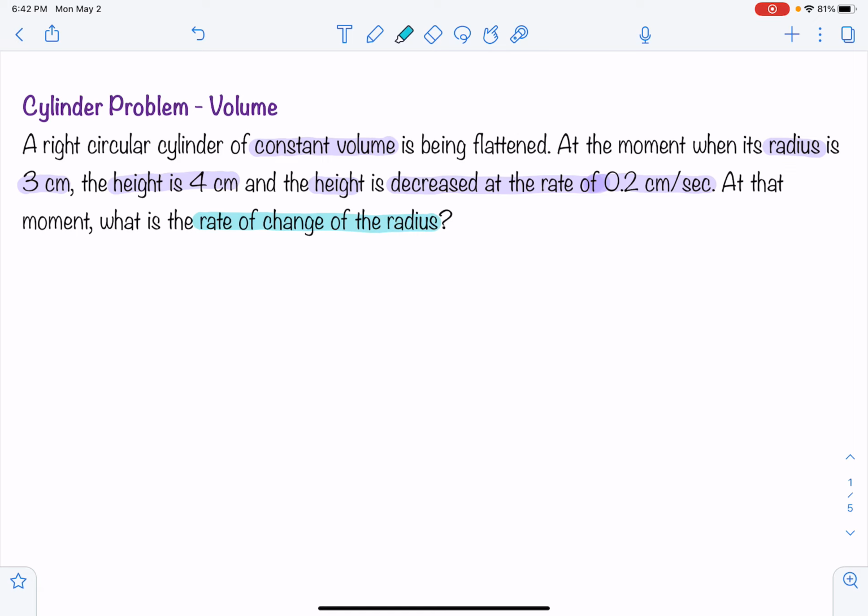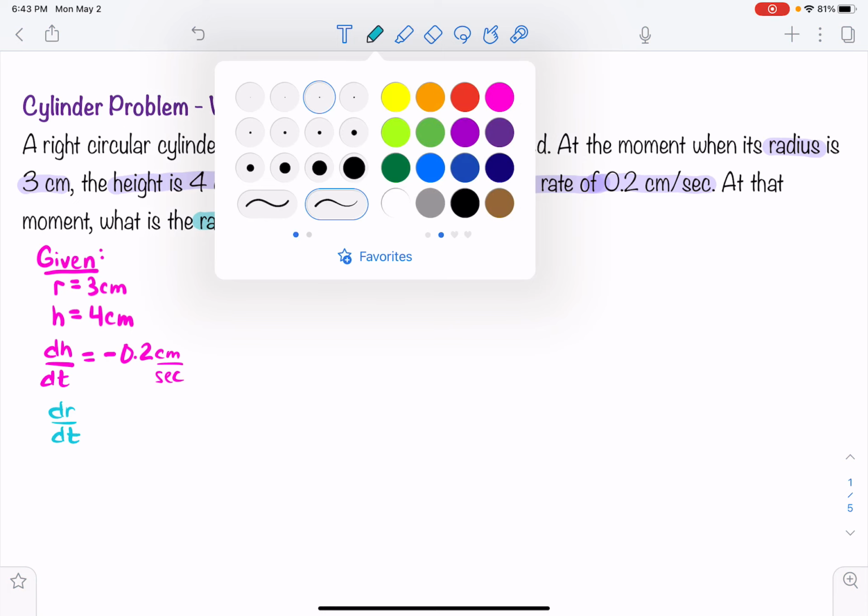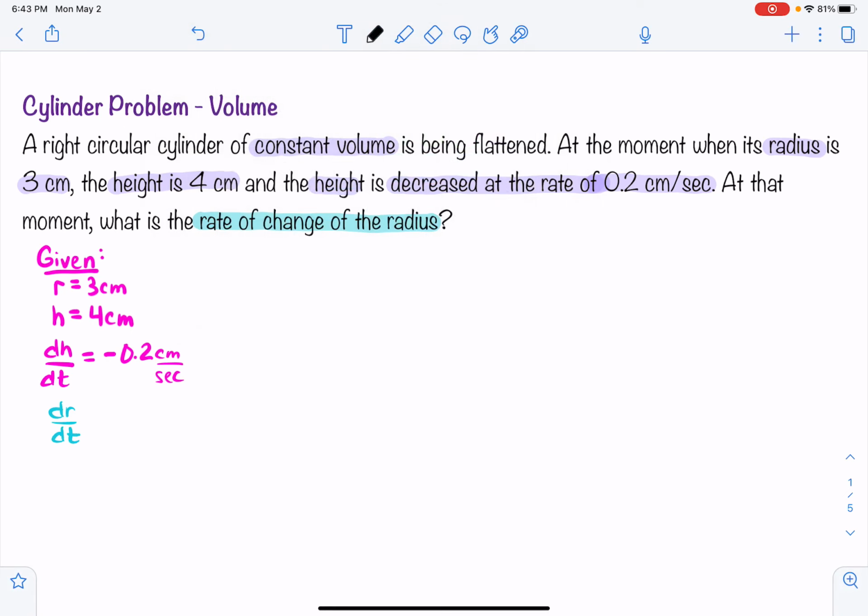So the first thing I'm going to do is write down all of my given information. And then I'm going to identify what I'm trying to solve for. It says, what is the rate of change of the radius? So that's dr over dt. Now, the first thing I'm going to do is write the formula. The volume of a cylinder is V equals pi r squared times the height.